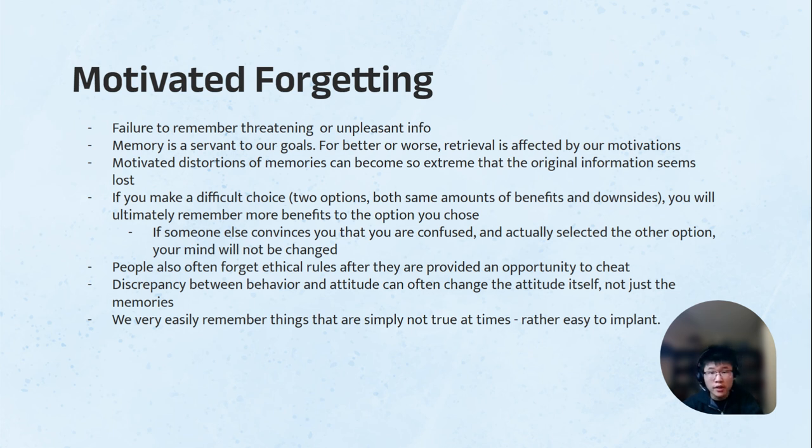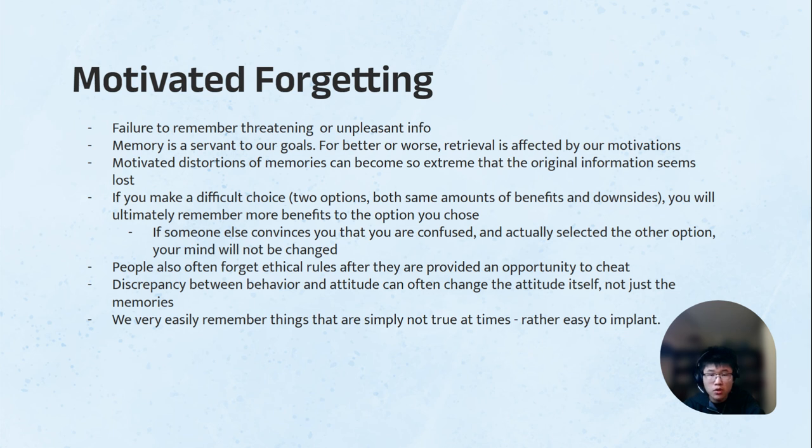Motivated forgetting is a failure to remember threatening or unpleasant info, which is also evolutionarily sensible. Memory is a servant to our goals. For better or worse, retrieval is affected by our motivations. Motivated distortions of memory can become so extreme that the original information seems to be lost.